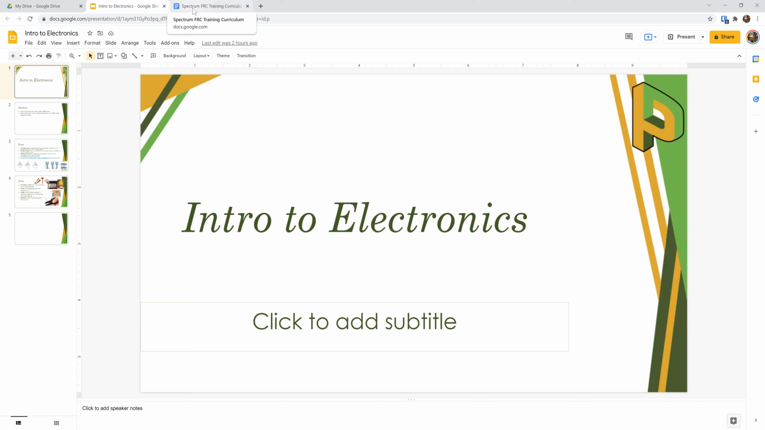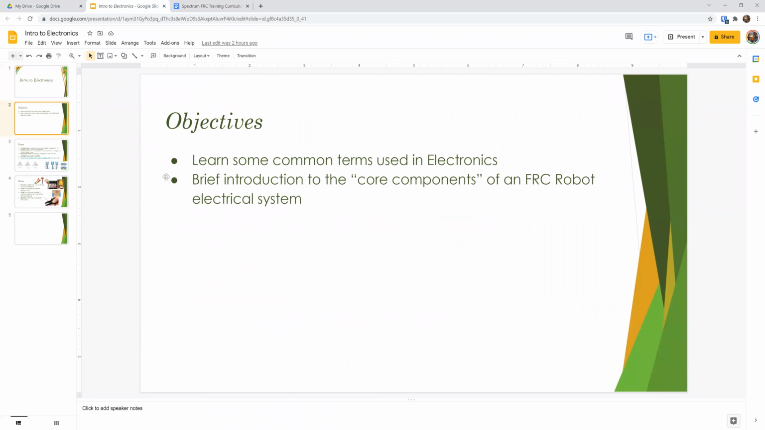I just have a couple of things that I'm going to cover before I jump into the electronics training that Spectrum has. So what I'm trying to do today is introduce some common terms that we use for our electrical subteam and a brief introduction to some of the core components of an FRC robot.